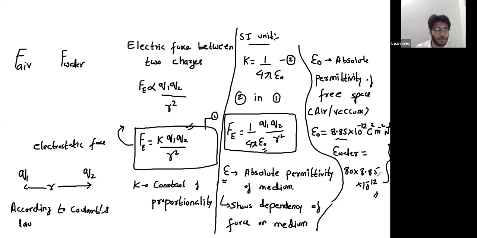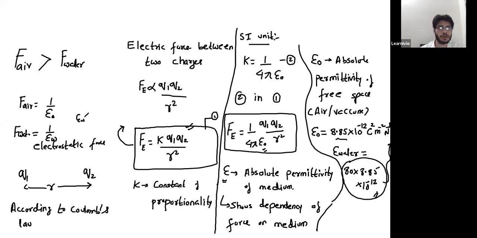In water? The absolute permittivity of water is greater than that of air. So while calculating force in air, the term in denominator is epsilon naught, but while calculating for water, the term in denominator is this one. So in denominator, the absolute permittivity of water is greater than that of air. If you keep on increasing the value of denominator, then the overall fraction will keep on decreasing. So force in water should be less than force in air, because epsilon W is greater than epsilon naught and they are inversely proportional.